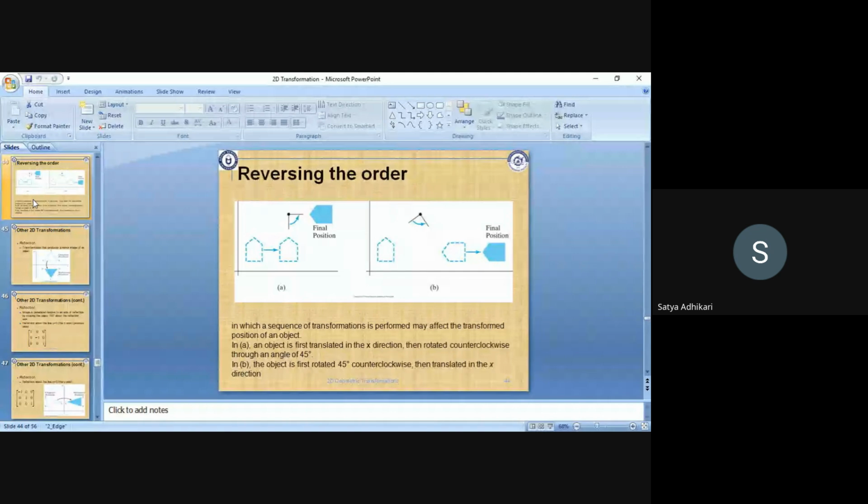So far we have discussed three major transformation techniques: translation, scaling, and rotation, and composite transformation, and also rotation and scaling with respect to any pivot point other than the origin. And now, if you change the order of the transformations, we may get a different output. So the composite transformation may not be unique.